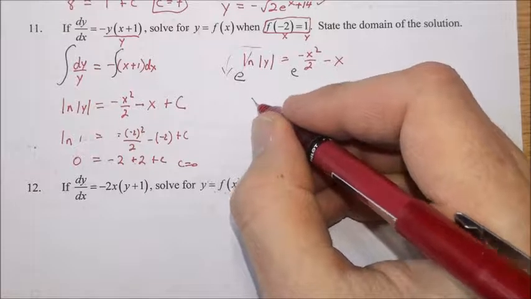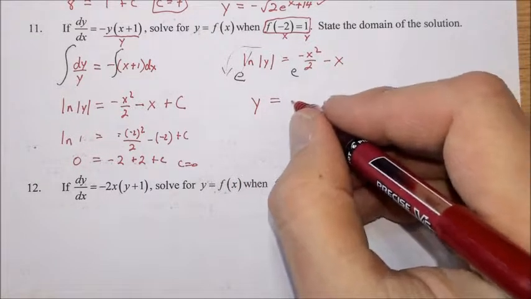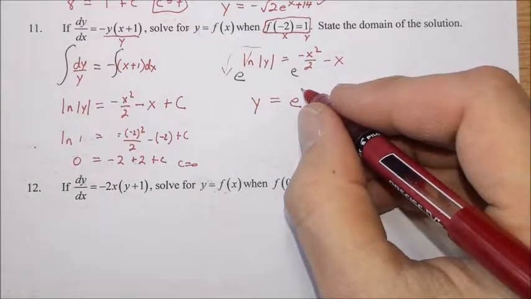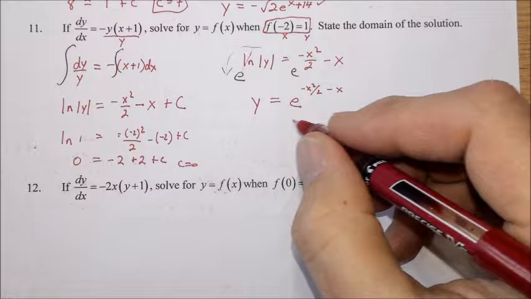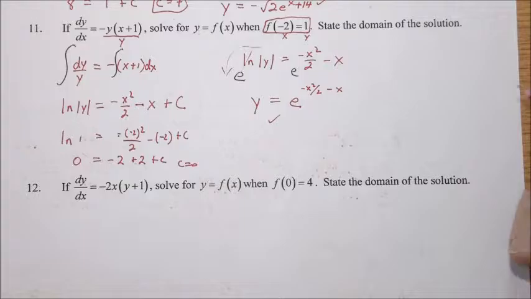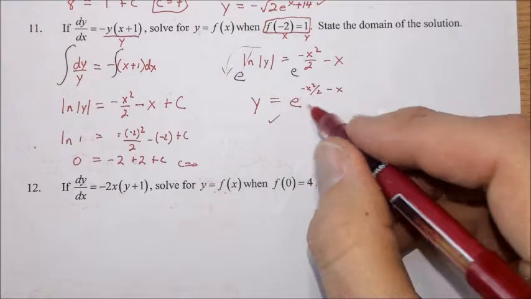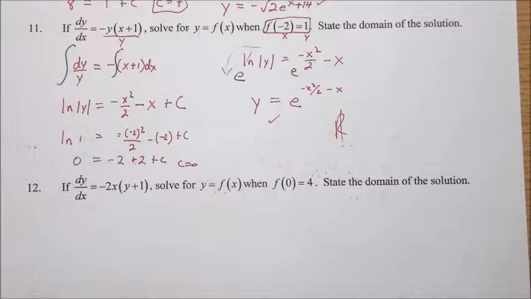So we have y equal to, and again I can lose the absolute value signs because over here on the right I have e, and e is always positive. It's e to the opposite of x squared over 2 minus x, and we are done. As far as the domain is concerned, there's nothing to worry about. E to the whatever is fine, so once again our domain will be all real numbers.